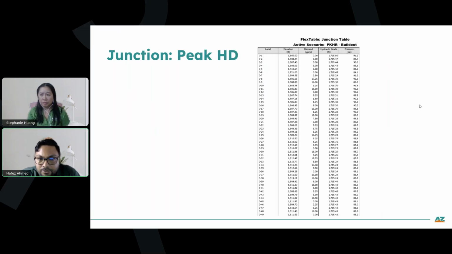So it looks similar, just for a different scenario, like peak hourly distribution. You'd like to make sure that pressure is within range, above the minimum requirement of 20 psi and doesn't exceed 100 psi. If it exceeds 100 psi, you'd like to identify those junctions and try to install some pressure reducing measures there. Next slide, please.